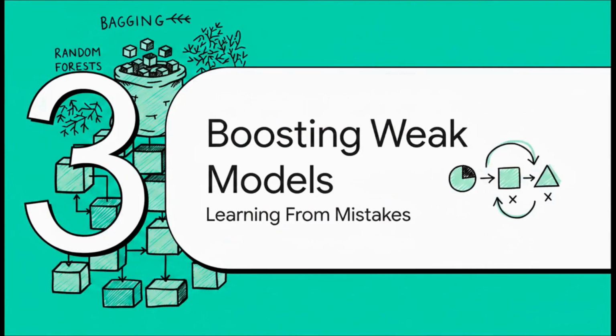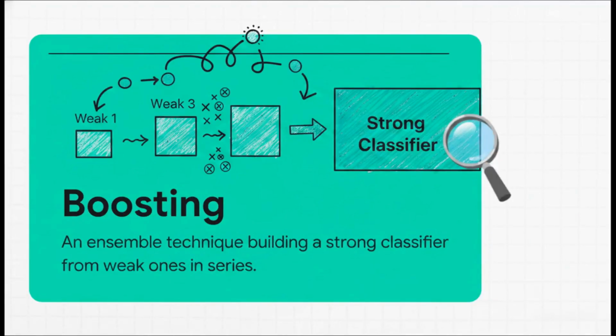Section 3. Boosting weak models. Learning from mistakes. Now, within this world of ensembles, which includes other cool techniques like bagging and random forests, there is one incredibly powerful technique we absolutely need to focus on, and that is boosting. Boosting takes that team concept we just talked about and adds a brilliant twist to it. It's an ensemble technique that attempts to build a strong classifier from a number of weak ones.